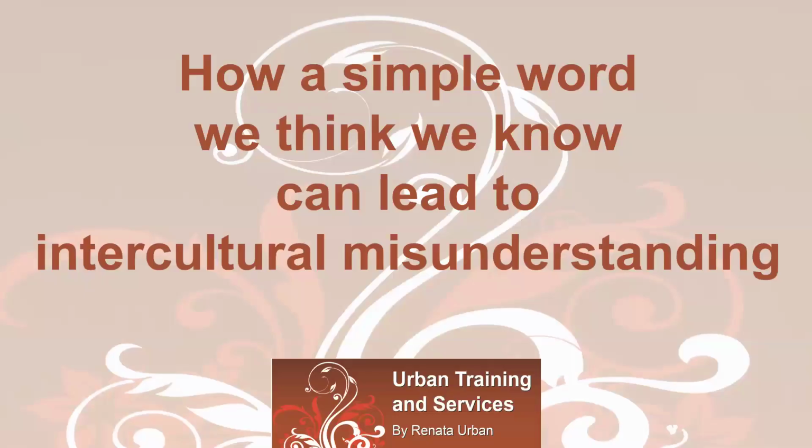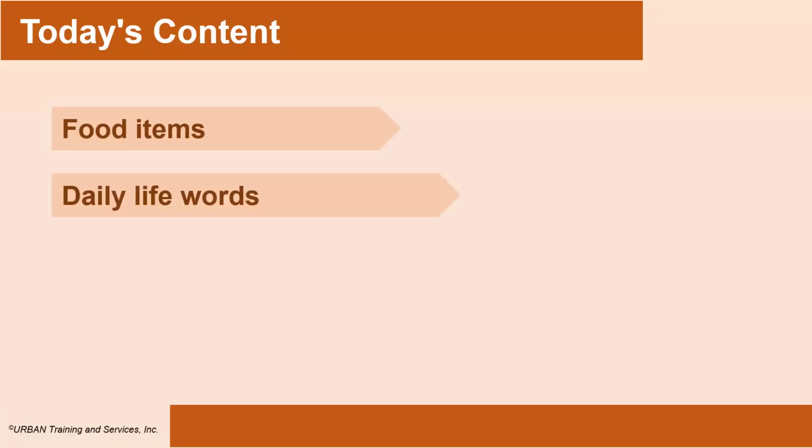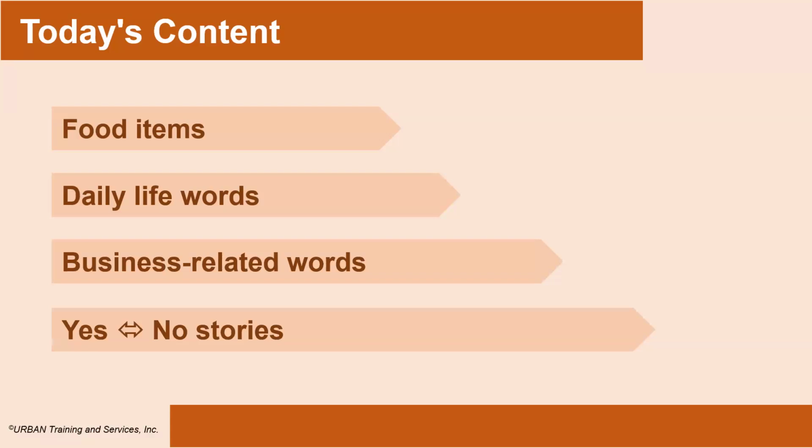So these are simple words, nothing complicated. If we use English to communicate in business or for daily life, then we expect people to kind of know these words. I'll have some food items for you, just two examples each, two words out of daily life, some business related words, and two yes no stories. And then I'd like to invite you to think about other words that might lead to similar misunderstandings.